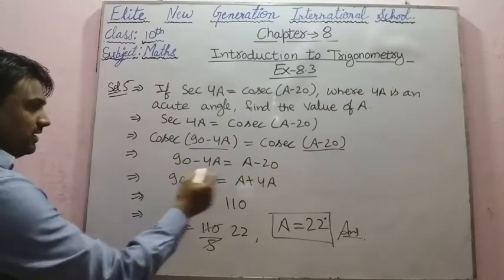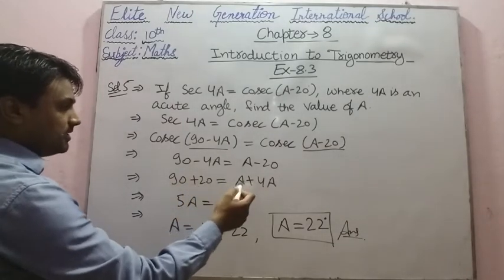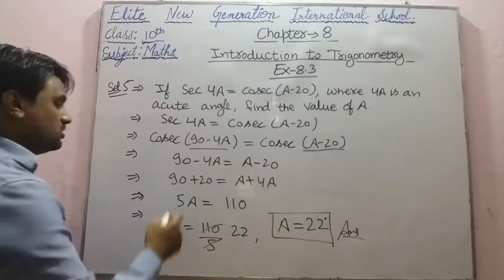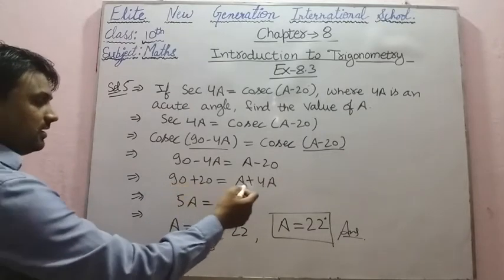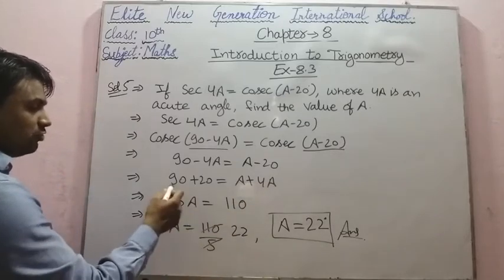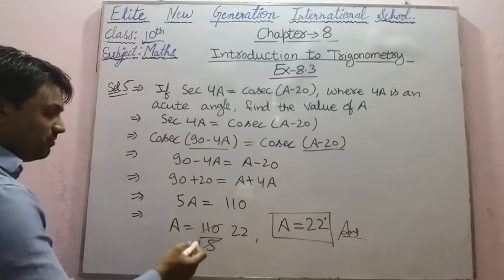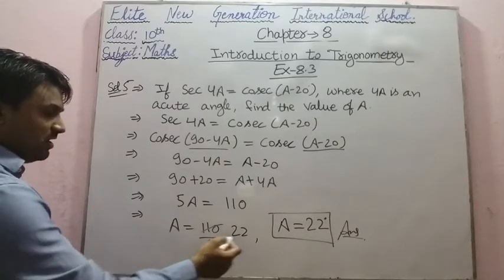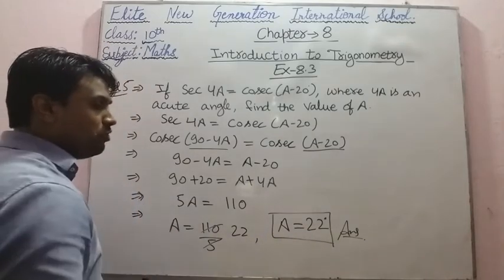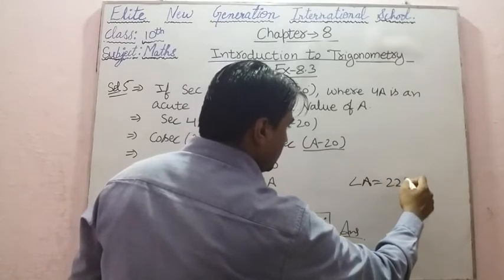So this minus 20 will come to this side. So 90 plus 20 equals a, and minus 4a will become plus 4a. So a plus 4a is 5a equals 90 plus 20, which is 110. So here the value of a will be 110 divided by 5, which equals 22. So the value of a equals 22, or we can say that angle A equals 22 degrees.